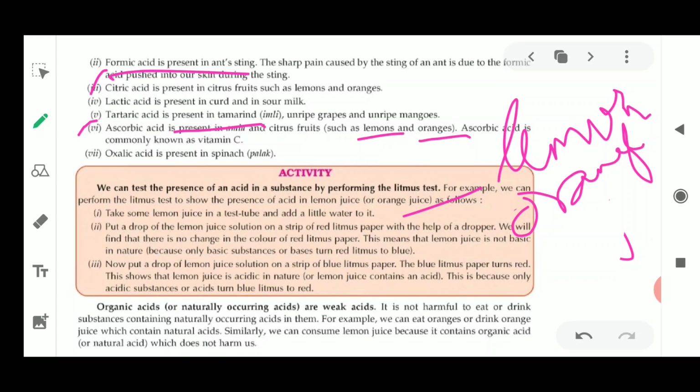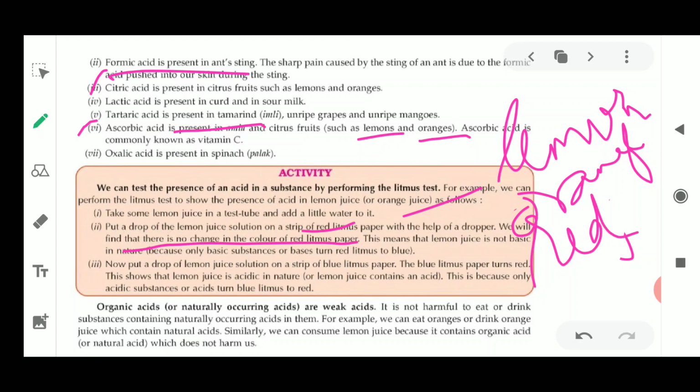Next, we'll put 1 drop of lemon juice solution on the strip of red litmus paper with the help of a dropper. Now we will find that there is no change in the color of the litmus paper. Okay, why is there no change? Which color have we taken? We have taken red litmus paper.